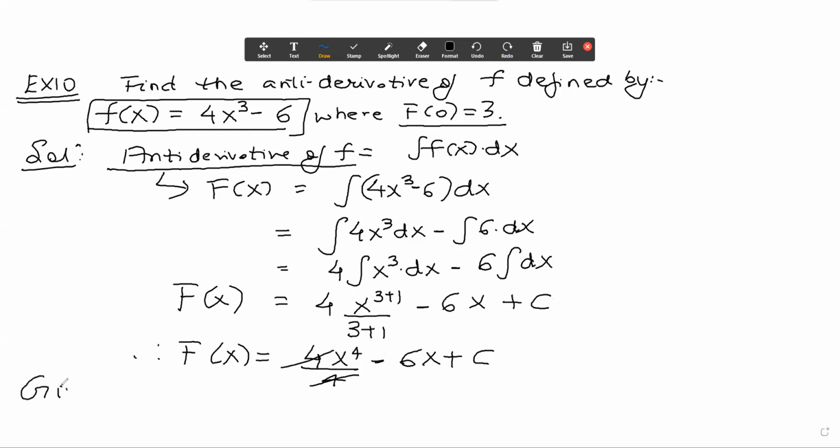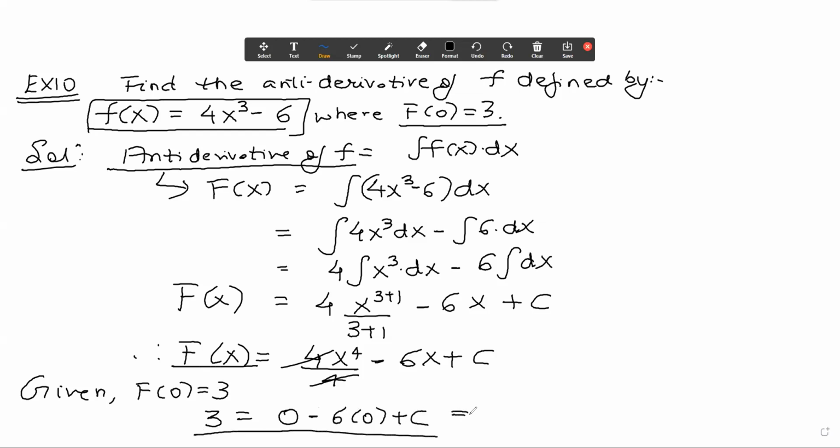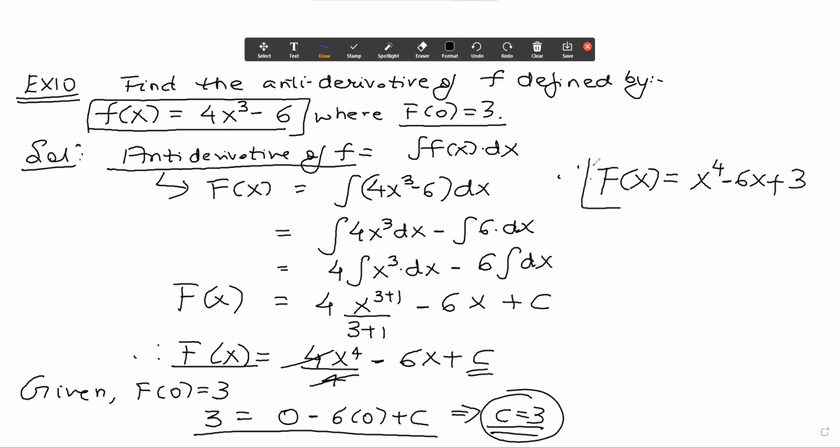And we are given that F of 0 is 3. That means I put x as 0. So 0 minus 6 into 0 plus c is equal to 3, which implies my c is equal to 3. Therefore, my antiderivative capital F of x is x^4 minus 6x plus my value of c, which is nothing but 3. So this is my final answer.